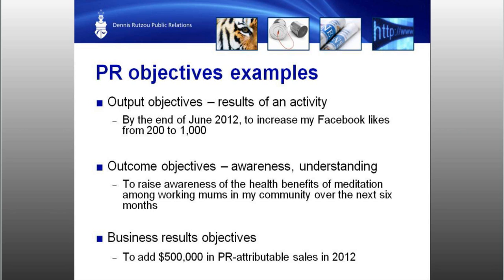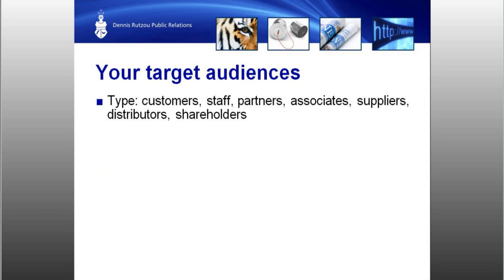The next element of a PR plan, public relations plan, is your target audiences. You need to know who obviously you want to reach out to. Who's your ideal client, for example? There are different types of target audiences, and they're not always going to be your customers. It could be your staff, your partners, your associates, your suppliers, your sources of referrals or shareholders, distributors. The list is really broad. So ask yourself who you're trying to influence.